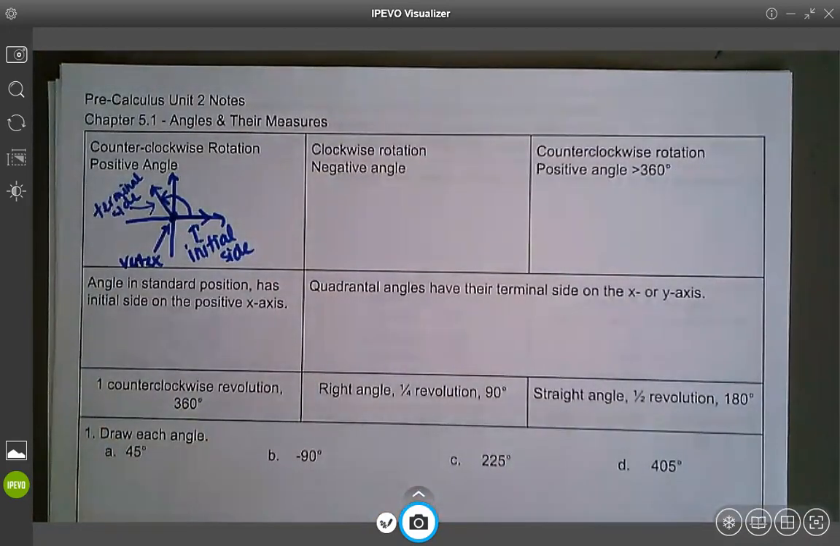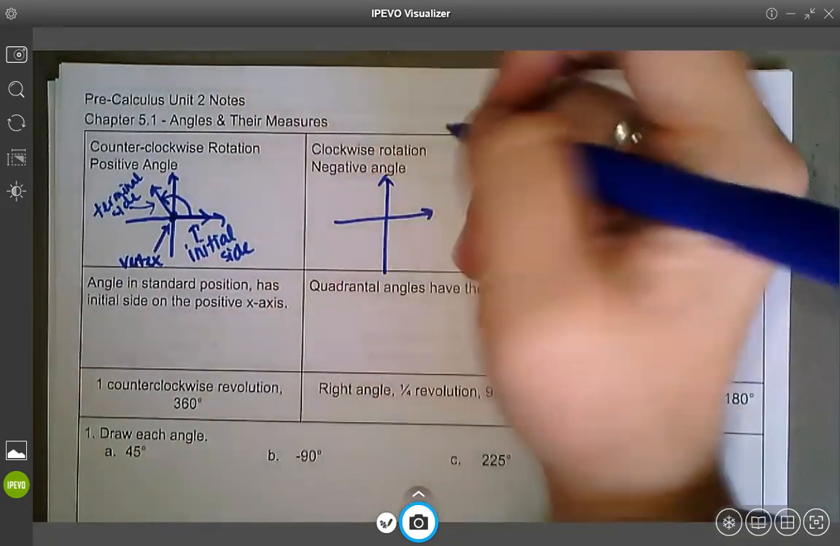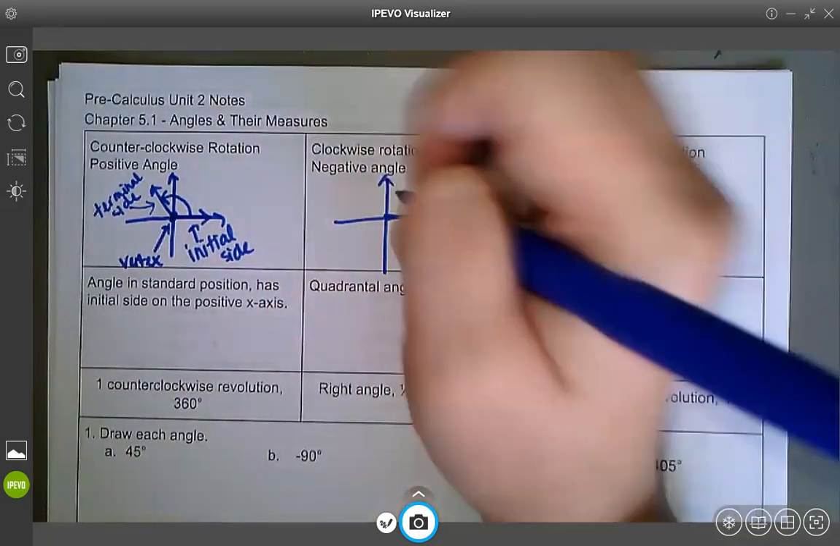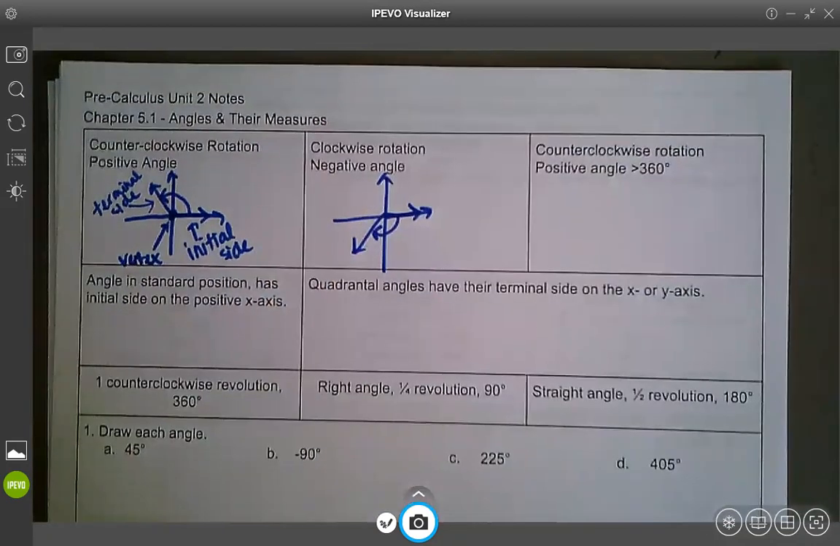Looks like it says vertex, but I swear there's an R in there. Okay. So positive angles start at the positive x-axis and go counterclockwise. Negative angles start at the positive x-axis and go clockwise. So I still have my initial side and my terminal side. This would be a negative angle, my vertex, all that stuff is still in the same place.